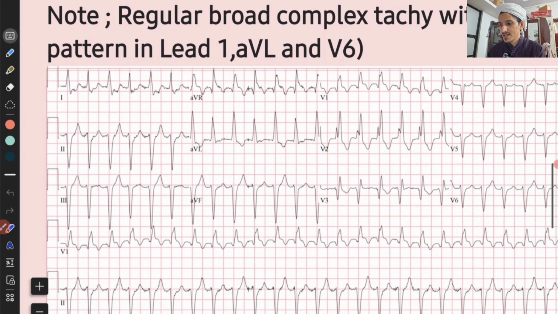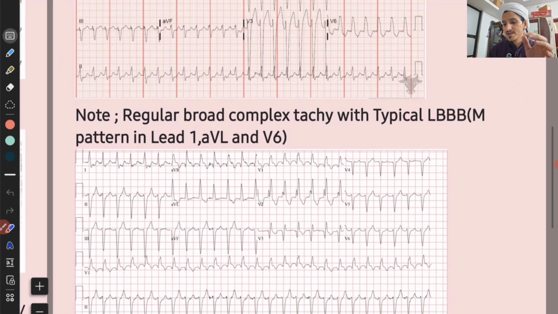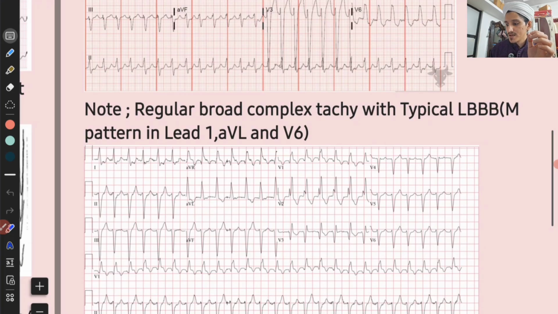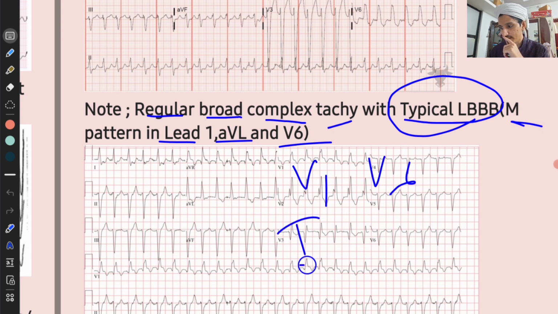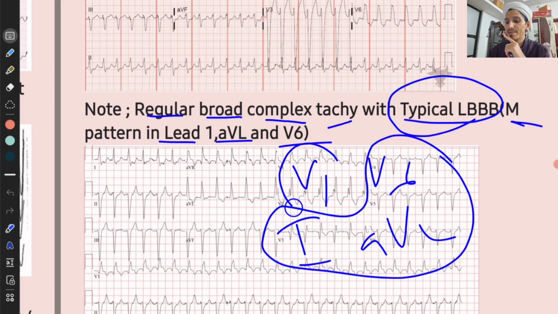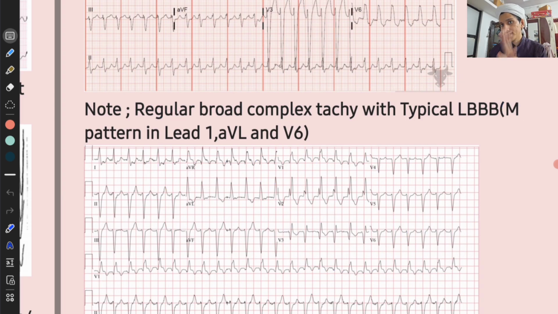Now we will move towards the same thing here, typical LBBB. So a regular broad complex tachycardia with typical LBBB. M pattern you see in lead 1, aVL and V6. So you should always see, if you are considering aberrance, V1, V6, 1, aVL. These go their way, and in V1 you should look for rabbit ears, for RBBB, SVT with RBBB.